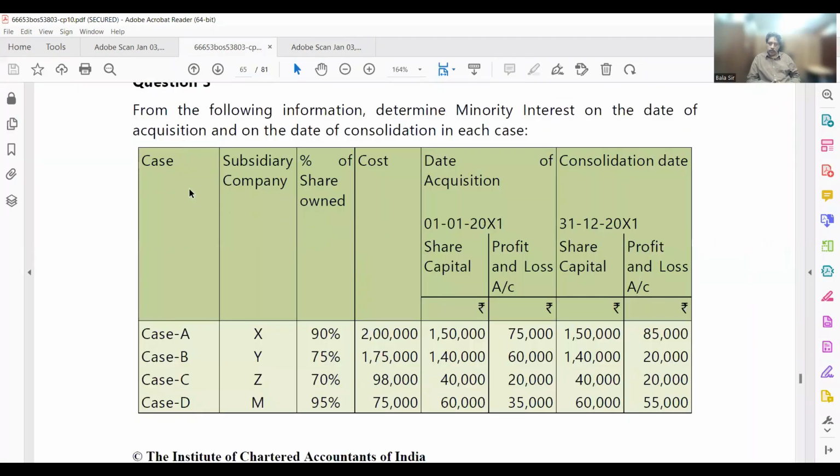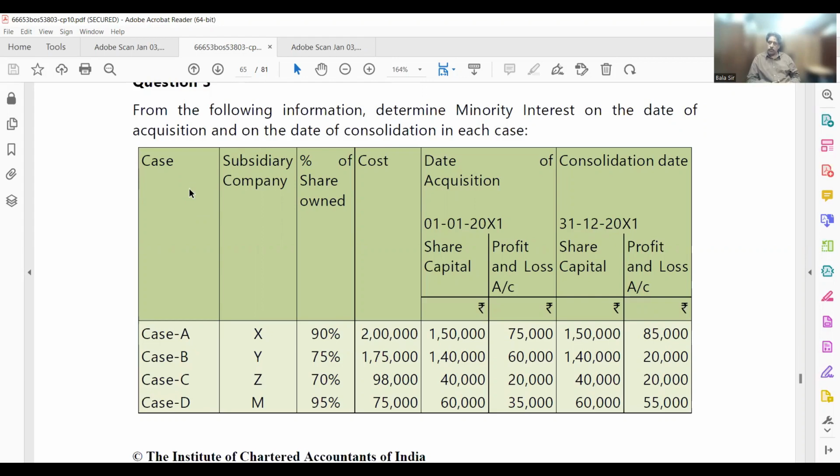Go back to the question. Case B. Subsidiary company Y. Percentage share owned 75%. 75% holding means 25% minority interest. Next. Cost 1,75,000. 1,75,000 is the amount I paid for buying the 75% interest. Next. Date of acquisition, the share capital 1,40,000. Profit and loss account 60,000, on 1st January, the acquisition date.